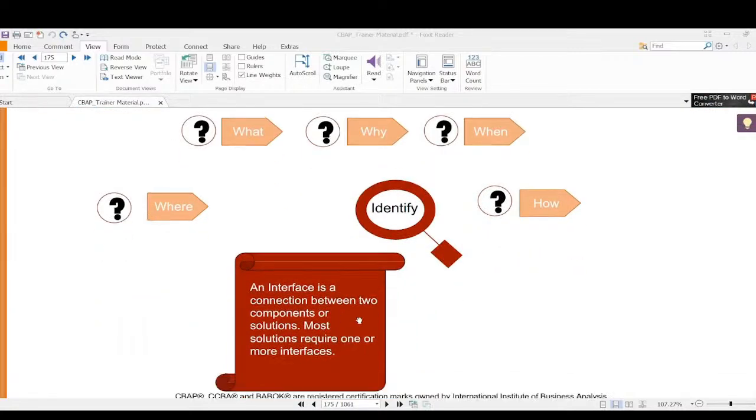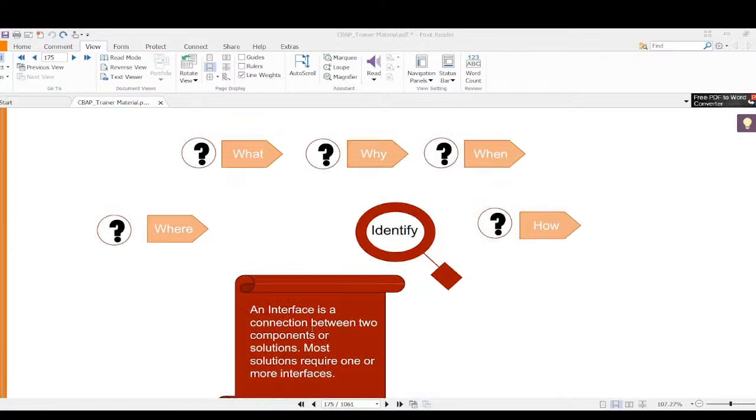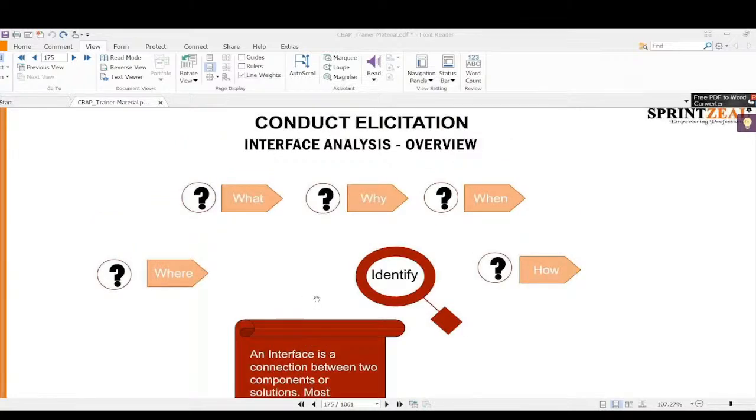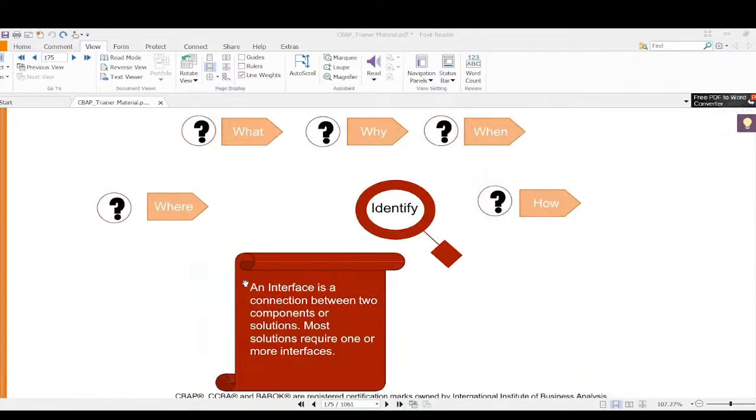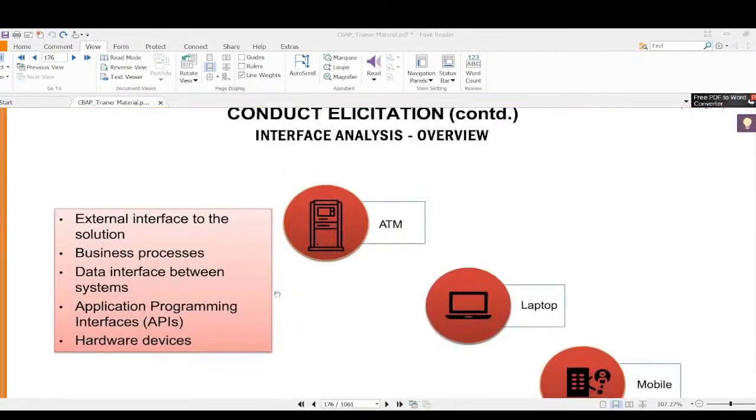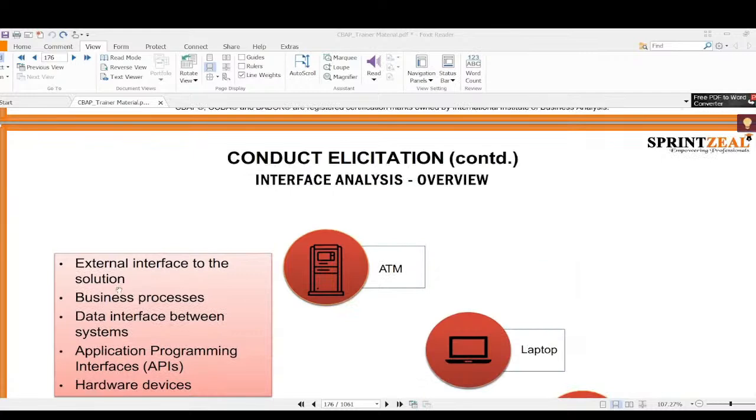So, an interface is basically a connection between two components and solutions. And most solutions require one or more interfaces to talk to each other. And how do you do that analysis? You actually see the where, what, why, when, and how of the interface. That's how you do interface analysis. And then there are external interfaces to the solution. Business processes are there wherein there are interfaces. There are data interfaces wherein one data system or table is talking to another one. There are application programming interfaces and hardware devices which are interfacing.